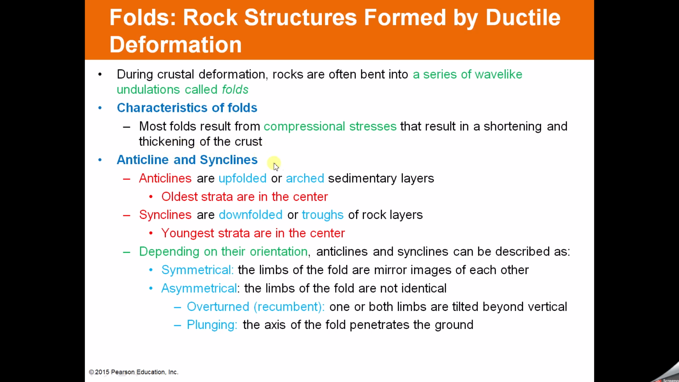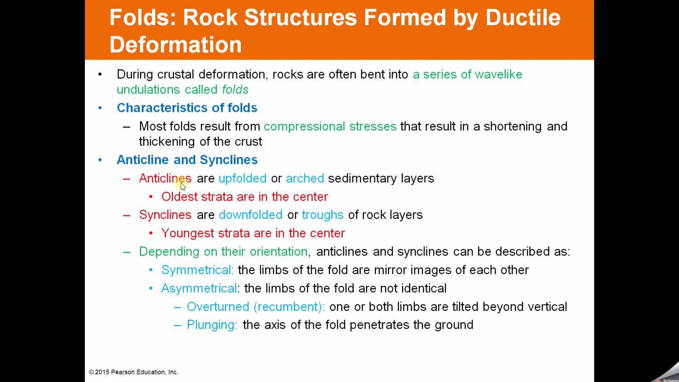What types of folds do we have? Anticlines and synclines, for example. Anticlines are upfolded or arched sedimentary layers. There is a main characteristic for the anticlines: the oldest strata, the oldest layers, are at the center of the anticline. Synclines are downfolded, or troughs of rock layers. What's the main characteristic of synclines? Younger strata are in the center. So anticlines, older strata in the center; synclines, youngest strata in the center.